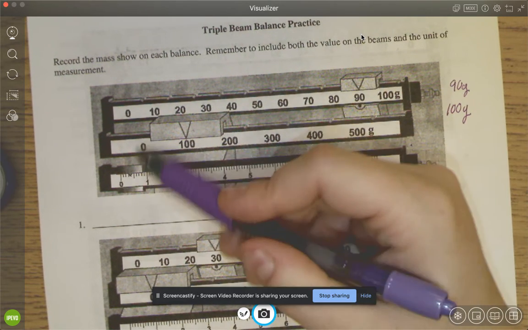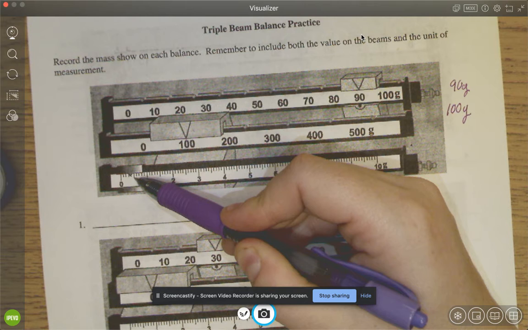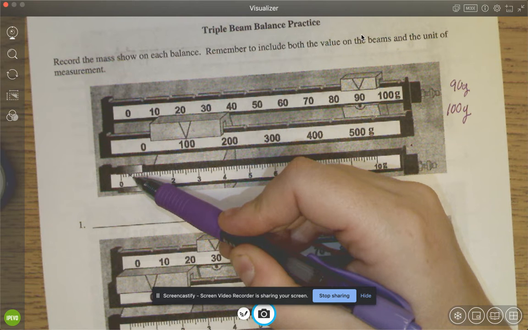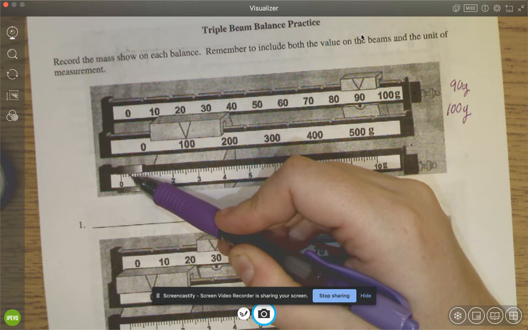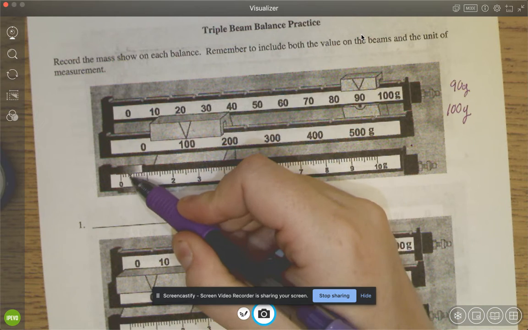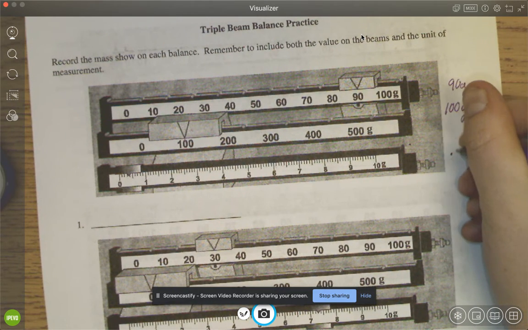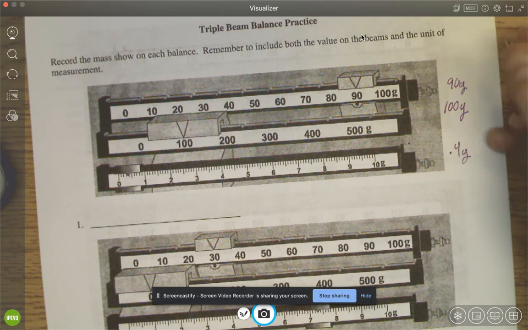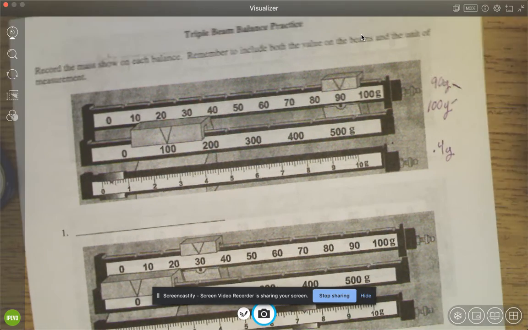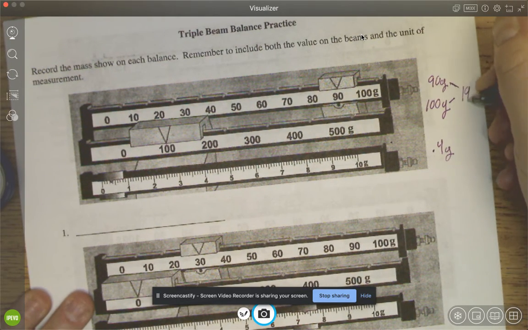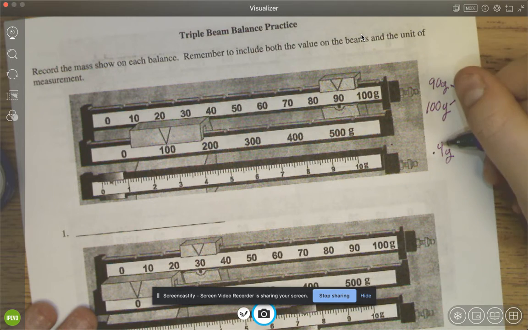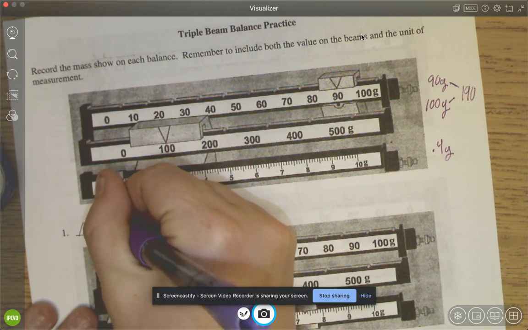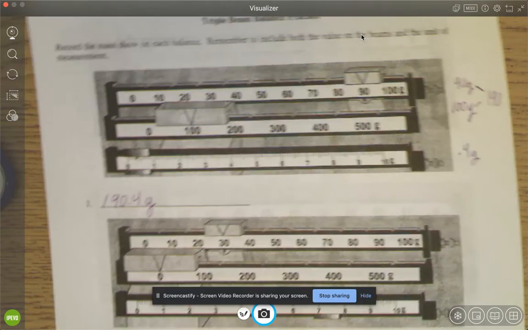Now it's time for the ones. It doesn't quite go up to 1, and it doesn't quite go up to 0.5. I would go ahead and say that this is closest to 0.4. So ones would be 0.4 grams. Now, you're going to add all of these together. 90 plus 100 is 190. Now, 190 plus 0.4 equals 190.4 grams. All right, let's do the next one together.